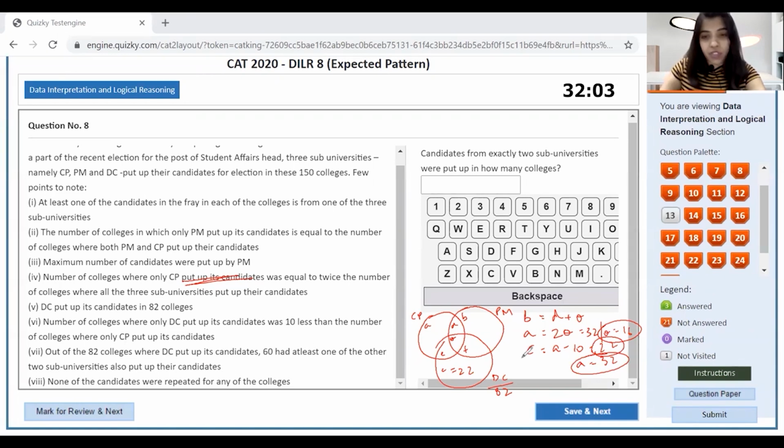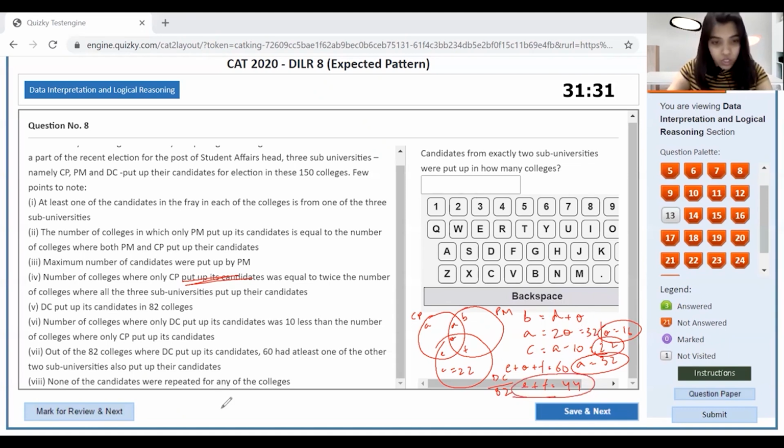None of the candidates were repeated. Fine, there's no repetition. So it's asking if candidates from exactly 2 sub-universities were put up in how many colleges? Fine, so we need to find D plus E plus F. We have neither of the 3 separately. One thing that we know is that E plus O plus F is equal to 60, right? This entire thing. Then O we know is 16. Then E plus F is 60 minus 16, which is 44. This is something. Now we need the value of D.